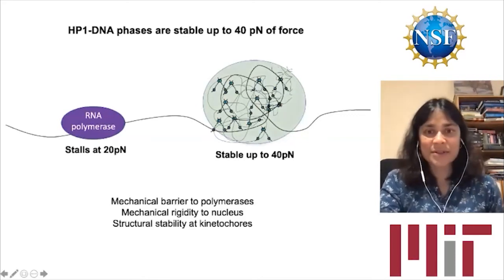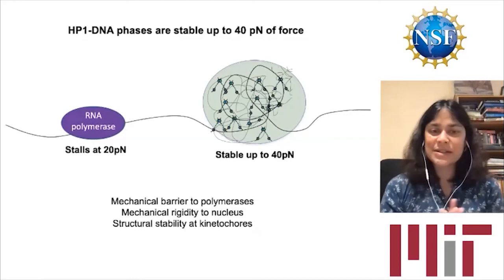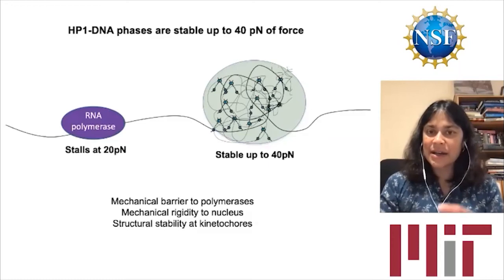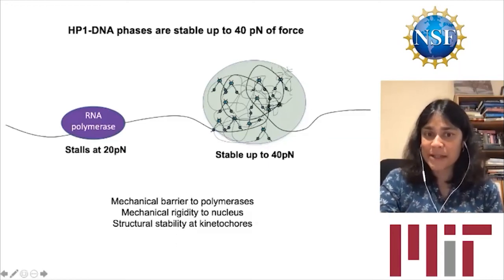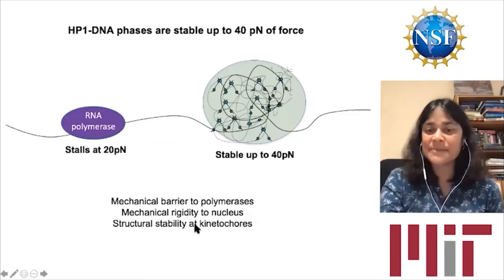40 piconewtons. So what these studies are now beginning to suggest to us is that what HP1 alpha DNA phases give us are mechanical structures that can form a barrier to polymerases, a mechanical barrier to polymerases. They can begin to explain how heterochromatin confers mechanical rigidity to the nucleus, and they can begin to explain how these kinds of phases might confer structural stability at kinetochores.